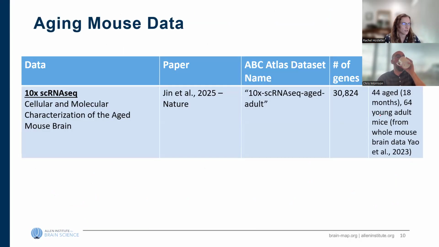And here's what's in here again. So the aged mice, there were 44 mice that were used for the single cell data. They were aged to 18 months. And then again, they were compared and integrated with the taxonomy and the transcriptomic data from the 64 young adult mice that were used from the whole mouse brain paper. And over 30,000 genes were profiled. And again, that was just published in Nature in January. So you can also read that as well.